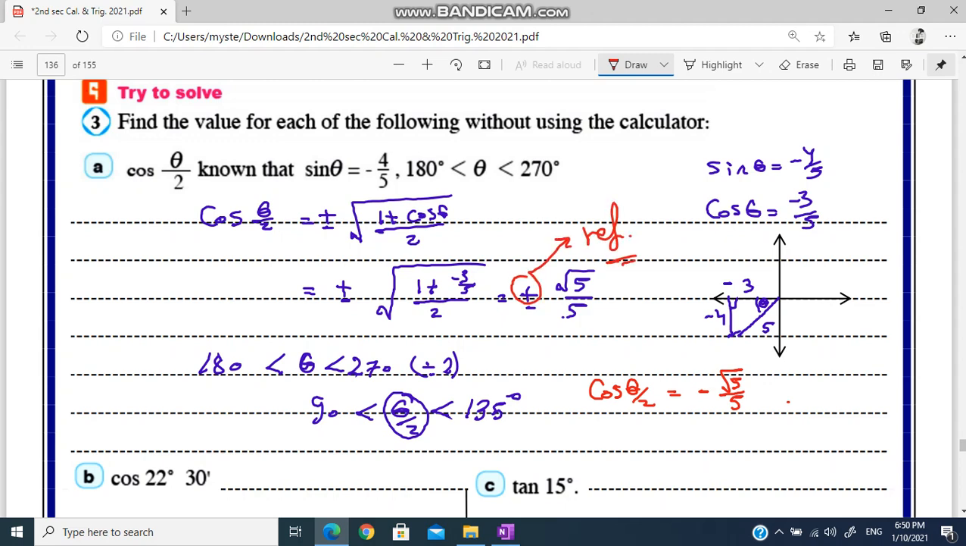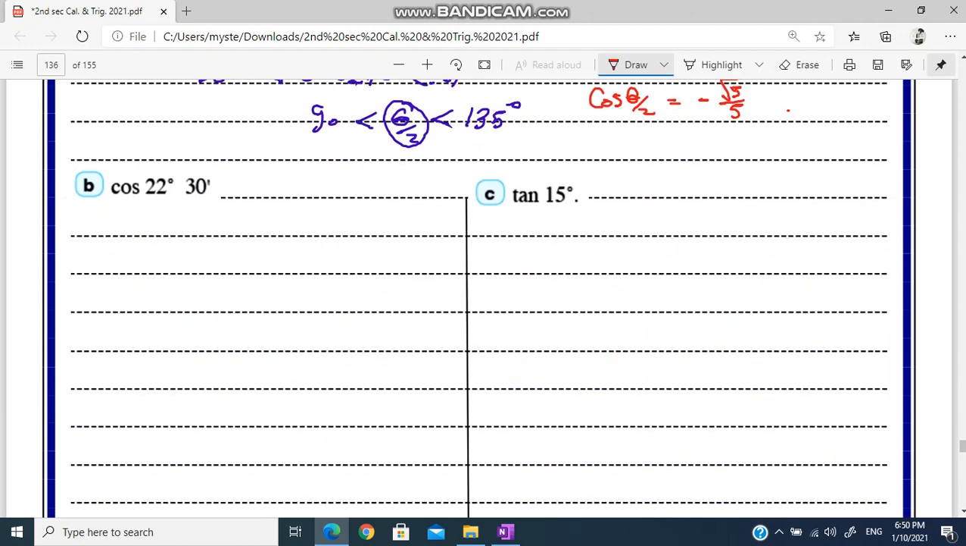The second one, cosine 22 degrees and 30 minutes. Find the value of cosine 22 degrees 30 minutes. This means it will be cosine 45 over 2, which equals root of (1 plus cosine 45) all over 2, equals the positive root, not the negative, because this angle is in the first quadrant, so it will be root of (1 plus root 2 over 2) all over 2.